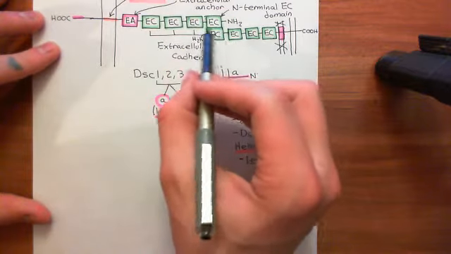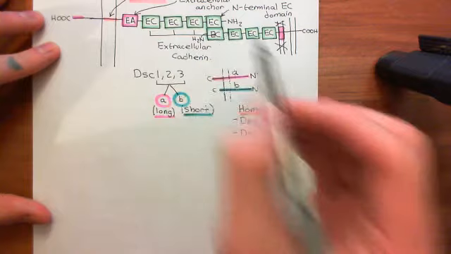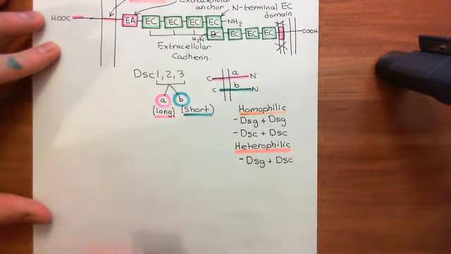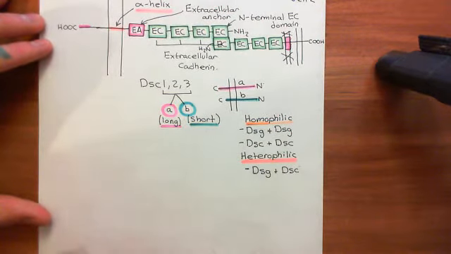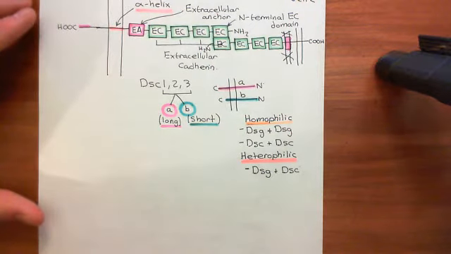desmosomal cadherins that you are binding together in this way are from different families. Hetero means different, so this means that the bond is between two desmosomal cadherins that are from different families and is therefore a heterophilic bond. So that's the binding of two desmosomal cadherins together.